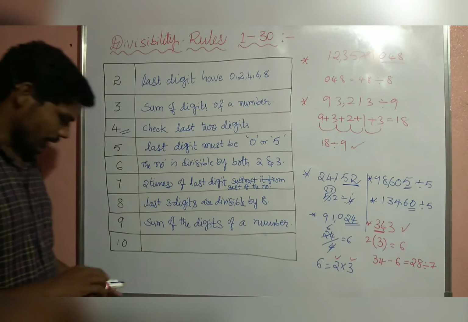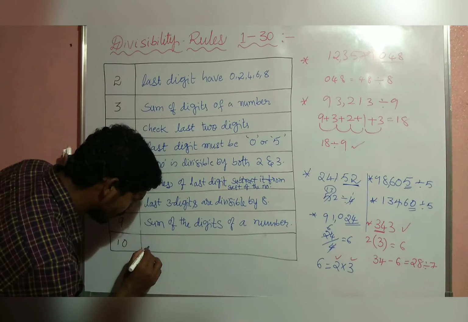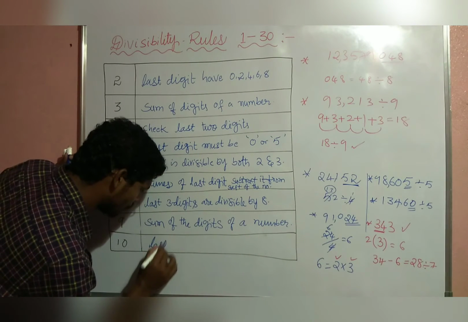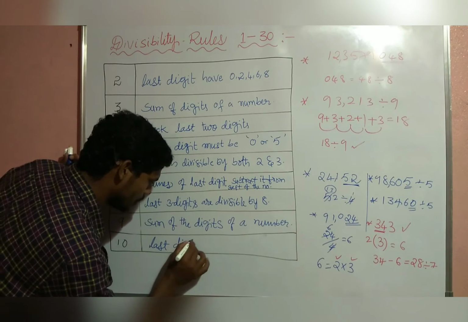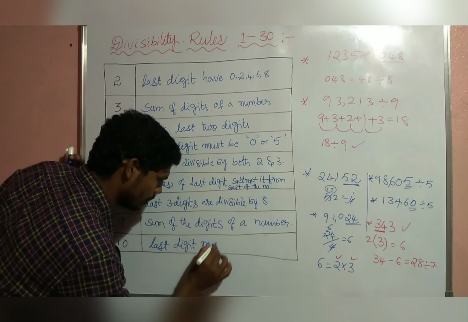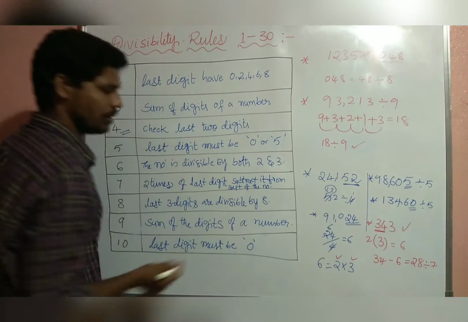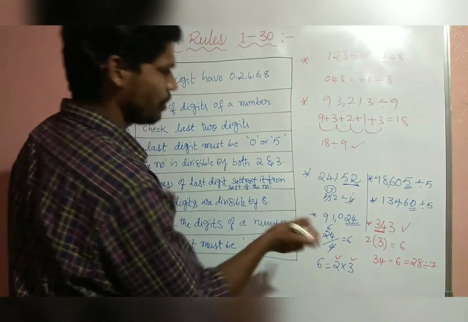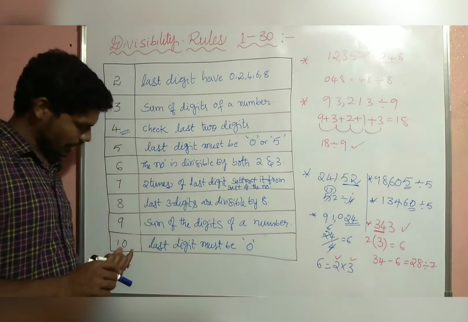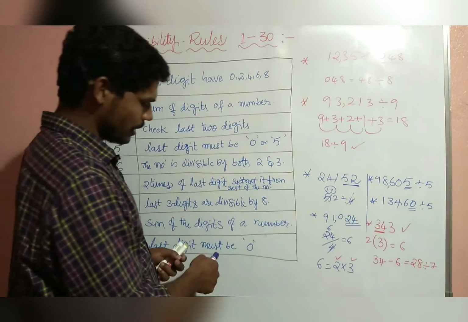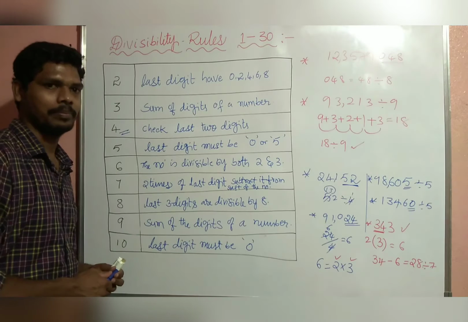Very simple one, the divisibility rule of 10. The last digit must be 0. By seeing the given number directly, we can say whether it is divisible by 10 or not. If the last digit is 0, then it is divisible by 10, otherwise not.